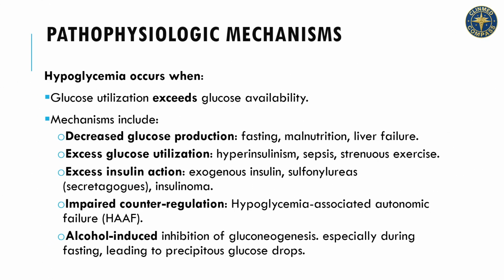So summarily, hypoglycemia occurs when glucose utilization exceeds glucose availability. And the major mechanisms include 1. Decreased glucose production, as seen in prolonged fasting, malnutrition, or hepatic failure. 2. Excessive glucose utilization, commonly due to hyperinsulinism, sepsis, or strenuous exercise. 3. Excessive insulin action from exogenous insulin therapy, sulfonylurea use, or insulin-secreting tumors. 4. Impaired counter-regulation, seen in conditions like hypoglycemia-associated autonomic failure. And 5. Alcohol-induced inhibition of gluconeogenesis, especially during fasting, leading to precipitous drop of the glucose level.